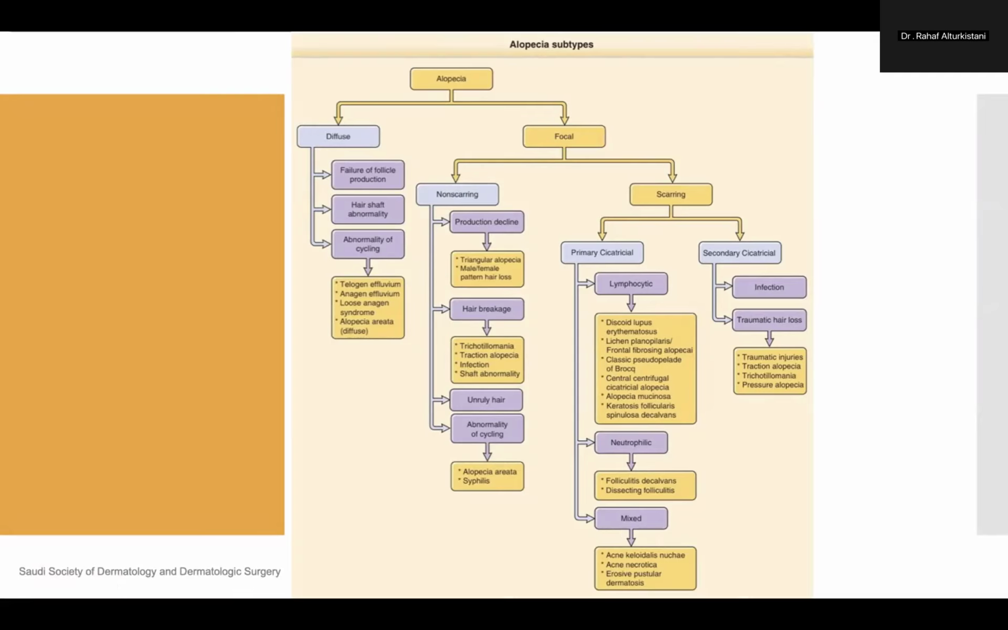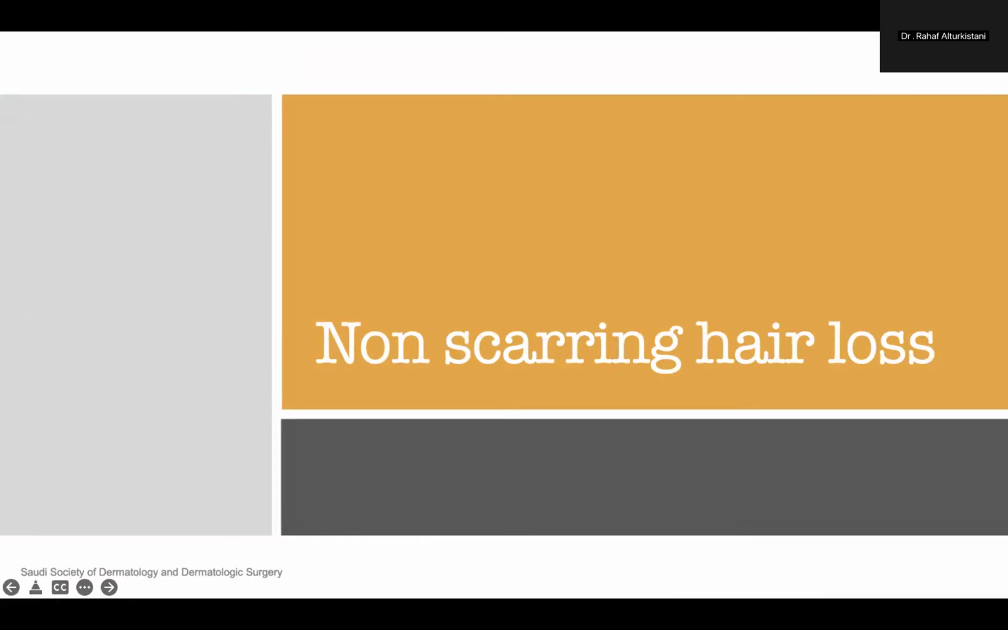طبعا هذه بس بريف بسيطة عن ال types of alopecia, but we're going to discuss every one individually. So to start with the non-scarring hair loss.